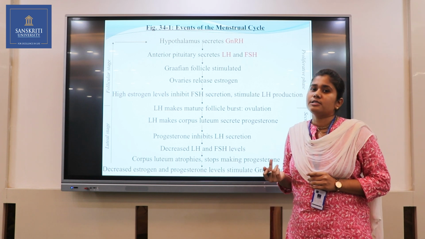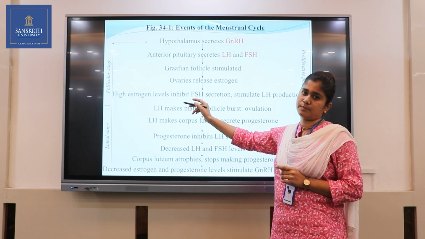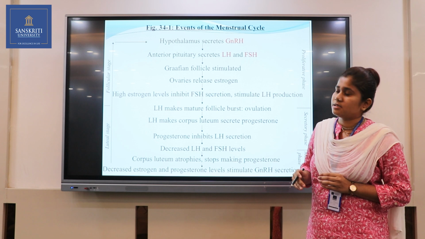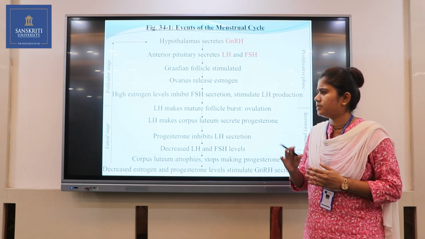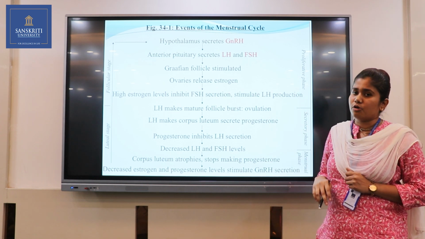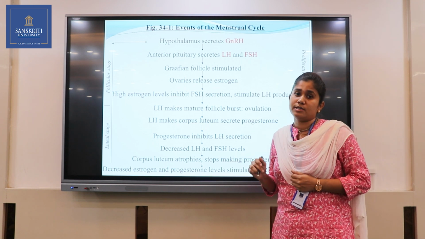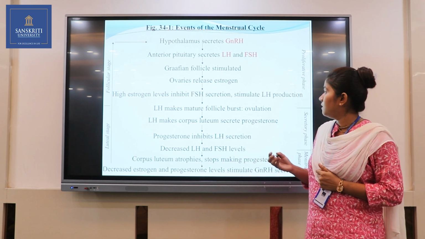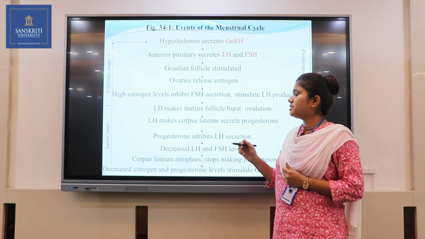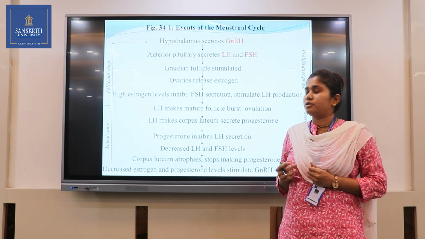Then the Graafian follicle is stimulated by the LH and FSH hormones. Then the ovary releases estrogen. High estrogen levels are present. High estrogen levels inhibit the secretion of FSH and stimulate LH hormone production. Then LH makes the mature follicle burst, which is called ovulation. Then LH makes the corpus luteum, from the outer covering of the Graafian follicle, which secretes progesterone.